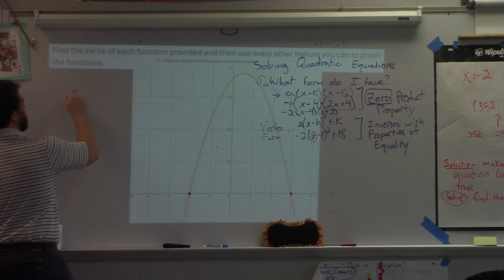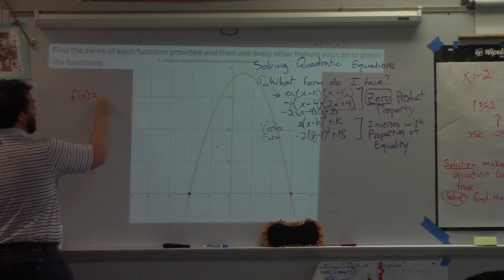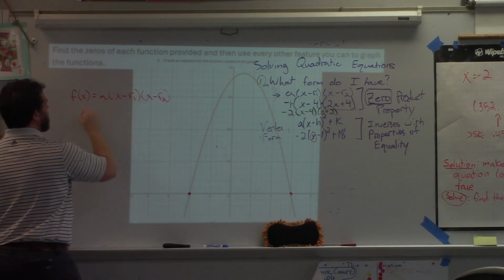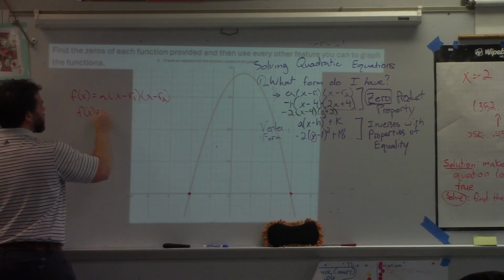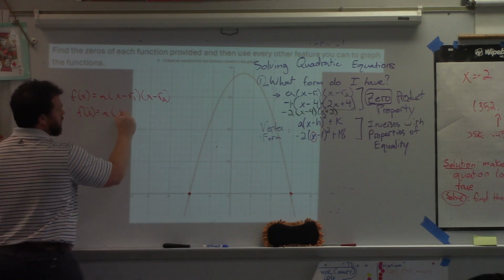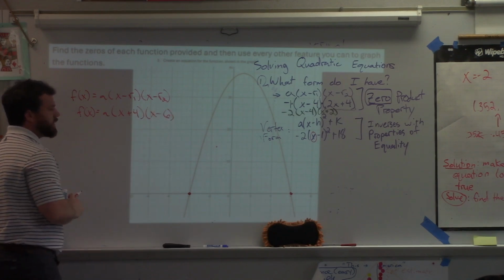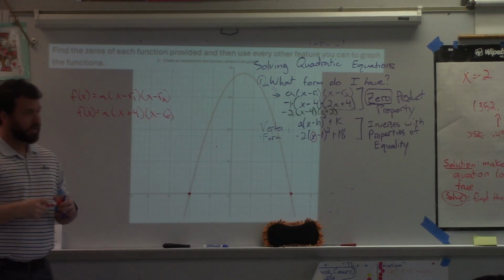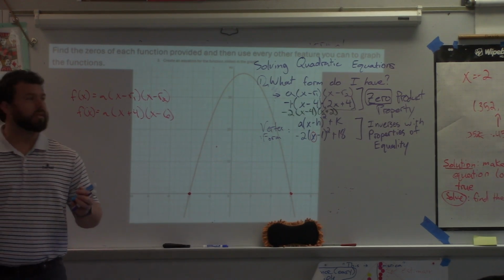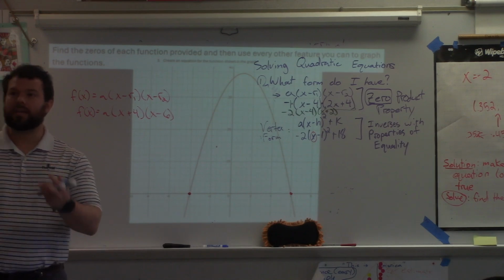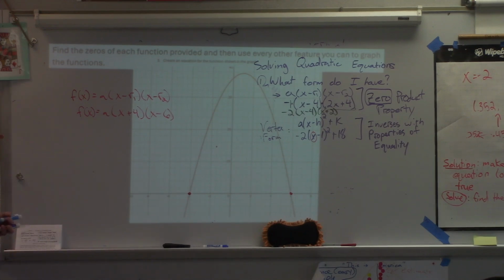So, f of x equals a times x minus r1 times x minus r2. I already have my roots. x plus 4, x minus 6. Remember, I have to have the opposite. And then the last thing that someone asked around the room is, how do you find the a value, right? Or what is the equation to get a? There is no equation to get a. The reality is you just have to have a point.